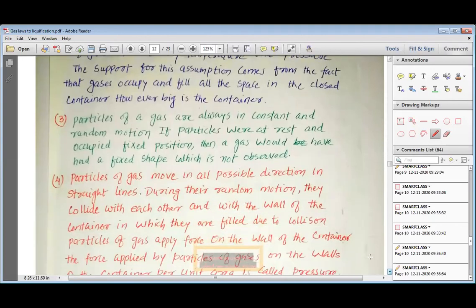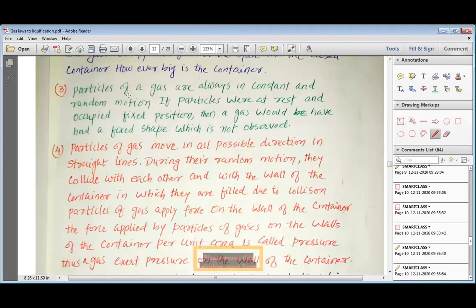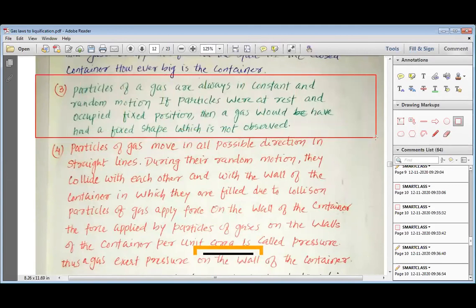Next, the third postulate: particles of gas are always in constant and random motion. Please remember that the particles of matter are continuously moving. They are moving in all directions and their speed is not even fixed. They are moving in all directions randomly, and that is why we can say that the particles of gas are always in constant and random motion.